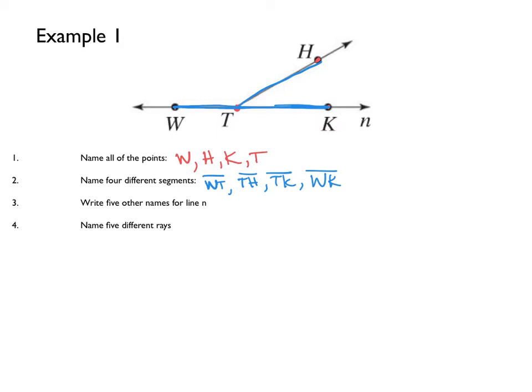For the next part, it says write 5 other names for line N. With this one, we could start out by doing WK. That one would be an easy one, and that's going to go through the points W and K. Now because I want to show that this goes on in infinite directions, I do have to have the double arrows. I could say TK, which would be this region in between here. I could also say the reverse of that, which would be KT.